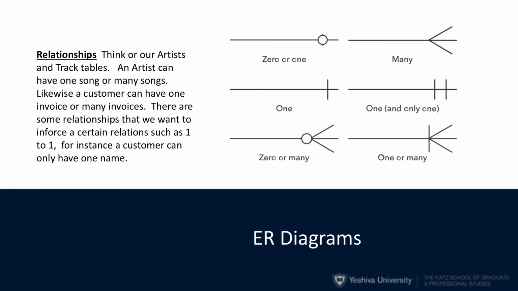There are other relationships that we may want to enforce, for example, a one-to-one relationship. In that case, I may have a customer that only has a single name, or I want to enforce the fact that there is only a single name per customer. But I may have a customer that has multiple invoices. This concept of one-to-one or one-to-many is going to be very important for us as we move forward and we lay out our SQL queries and we design our database tables.